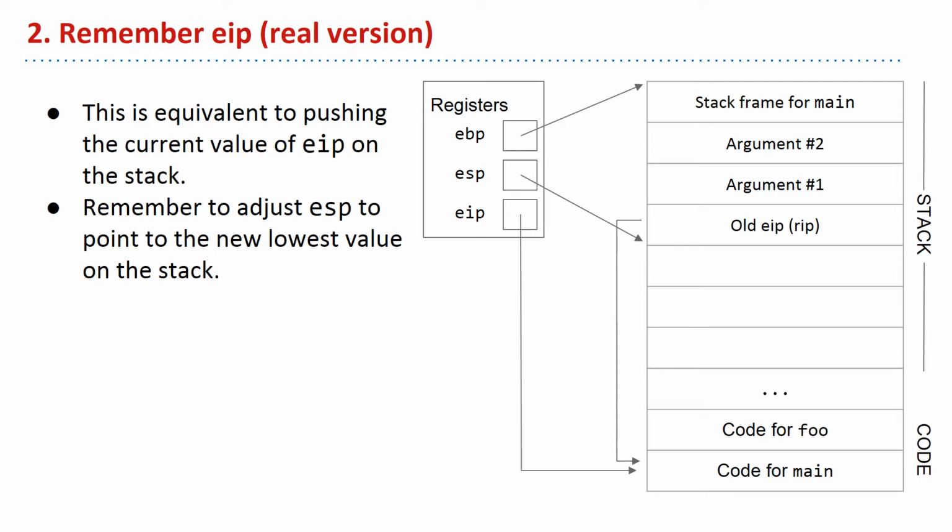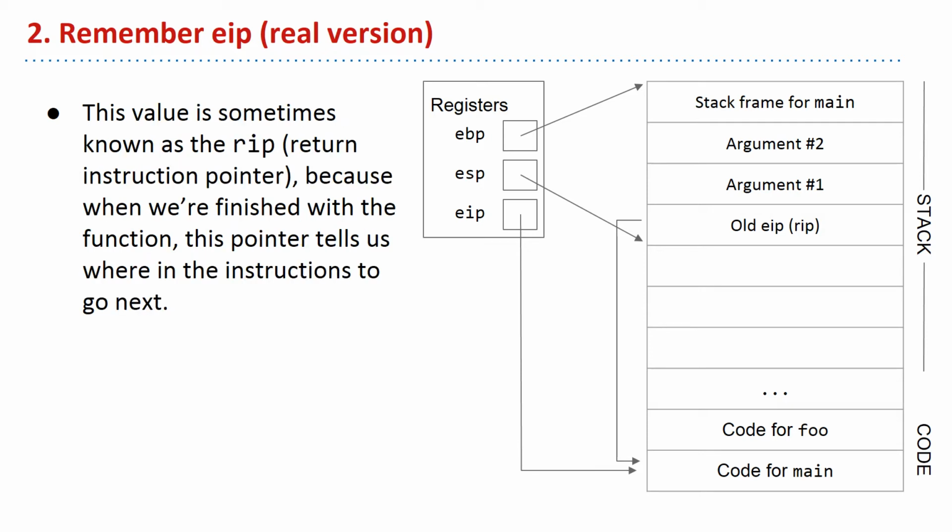It just tells us that this old EIP is actually an address. We're actually storing an address, just like we're storing in the registers. And this address is the address of something in the code for main. So wherever we were in the code for main, that's the address that we put in the EIP. So there are a couple names for what we've just pushed onto the stack.